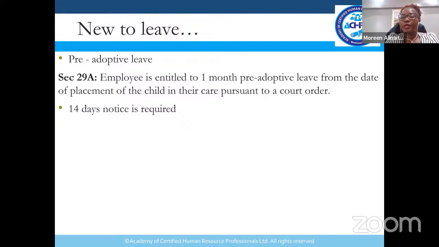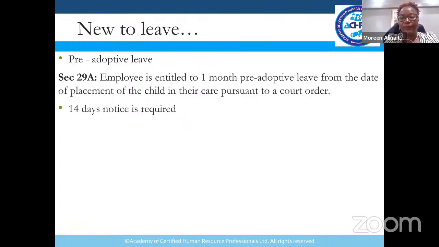And this must only be accorded after a court order, because before you adopt a child, there is a process. There's a process that you go through. If you're into adoption, you know the process. If you would like to know the process, you can consult an advocate on the same. And there's a court order that the court issues before a child is placed in the care of the new parents. So this court order is always not immediate. They give time. That is why the law requires that you give 14 days of notice. As an employee, you give 14 days of notice to your employer so that they can be ready for the time you'll be away.